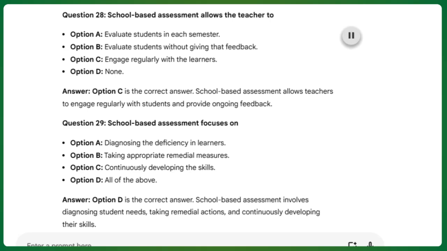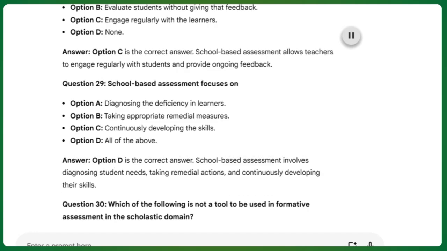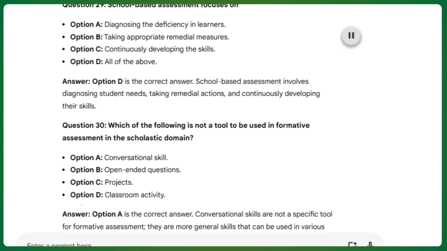Question 29. School-based assessment focuses on: Option A, diagnosing the deficiency in learners. Option B, taking appropriate remedial measures. Option C, continuously developing the skills. Option D, all of the above. Answer. Option D is the correct answer. School-based assessment involves diagnosing student needs, taking remedial actions, and continuously developing their skills.